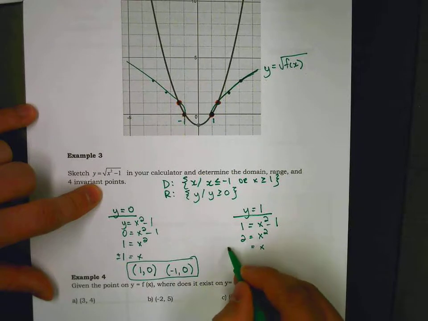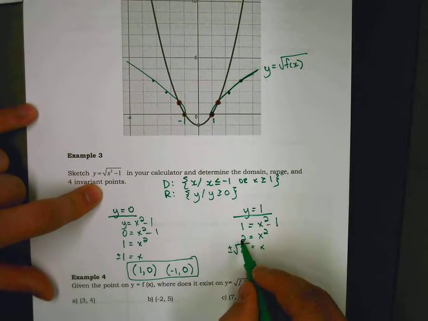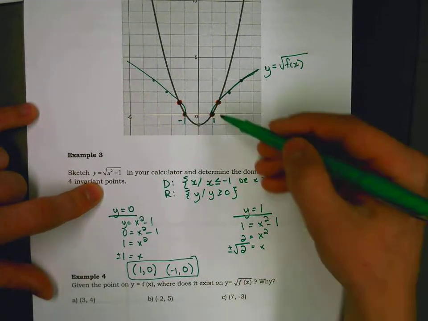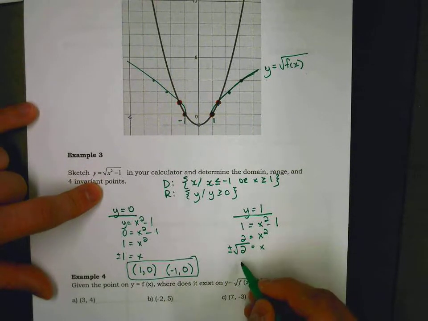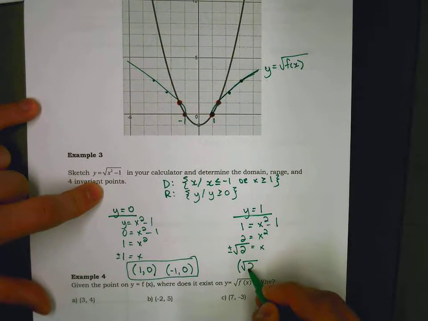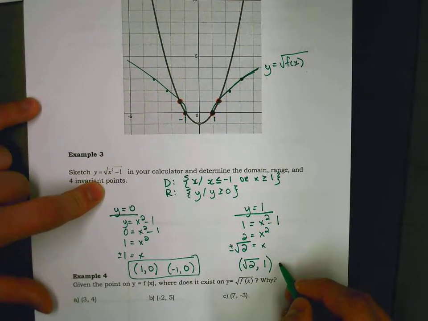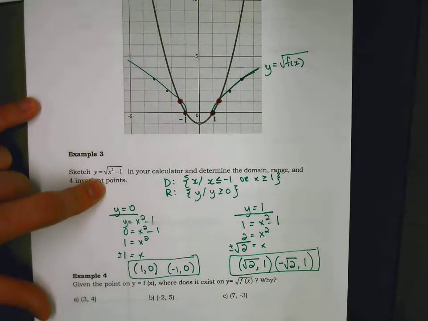Now this one's not as convenient as square rooting the 2 produces an irrational number. Kind of makes sense because it's in between a 1 and a 2, so it's not always a perfect value. So the square root of 2 has a y value of 1, and the square root of negative 2 has a y value of 1, and these are the other pair of invariant points.